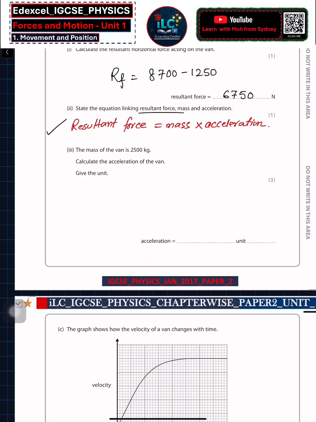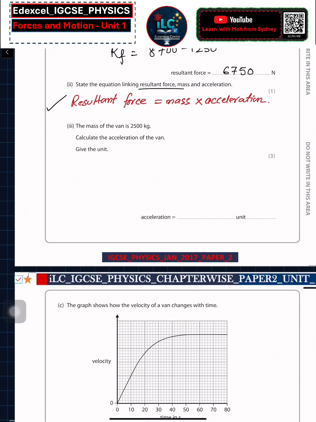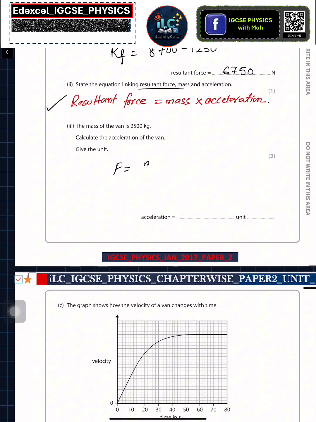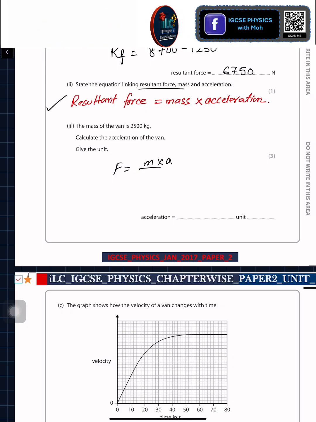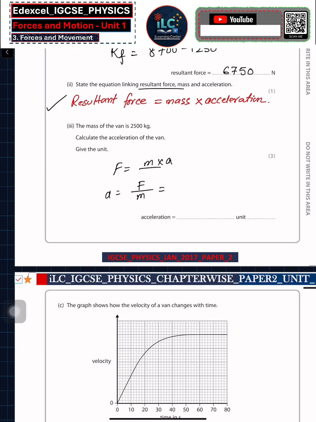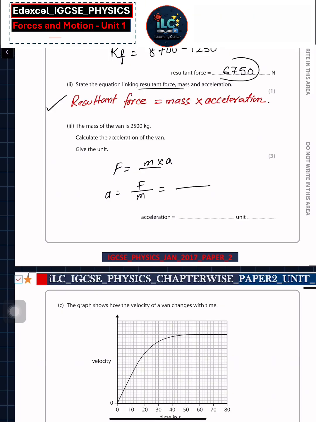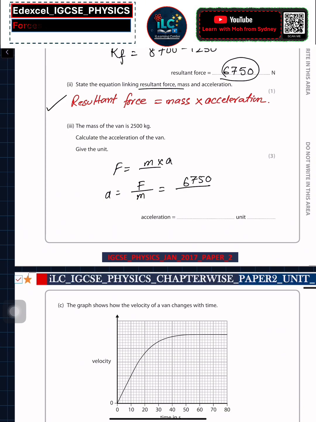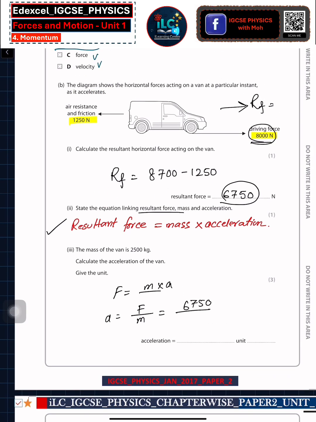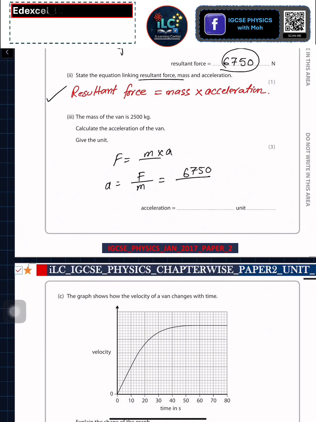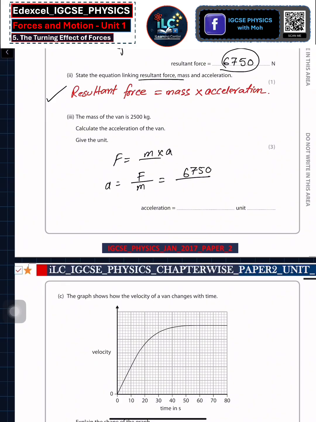Next, number 3: the mass of the van is 2500. Calculate the acceleration of the van. Very straightforward. Force equals mass times acceleration, because we are trying to find acceleration here. So acceleration should be equal to force divided by mass. Remember, here they're talking about the resultant force, which is the one we just found. Even if you didn't know the resultant force, you have to subtract to find the answer. You can't use this or this. It has to be the resultant force, okay? Resultant force is the force that you get after deducting all the forces in the opposite direction.